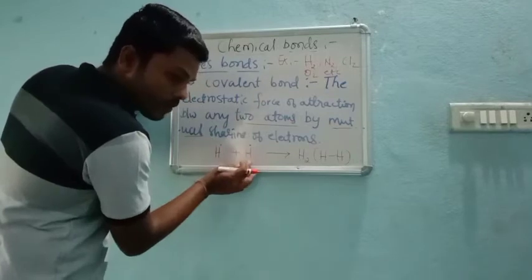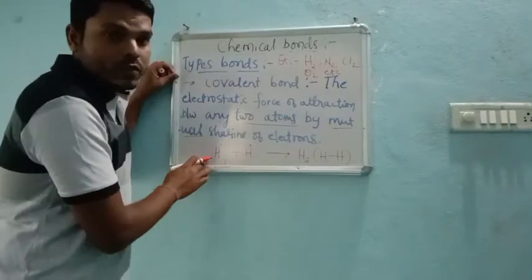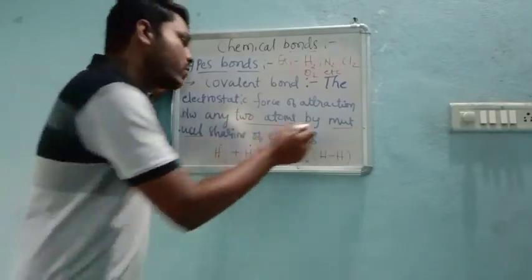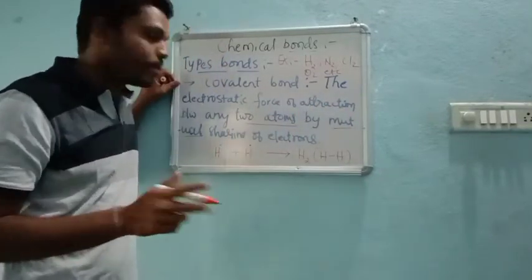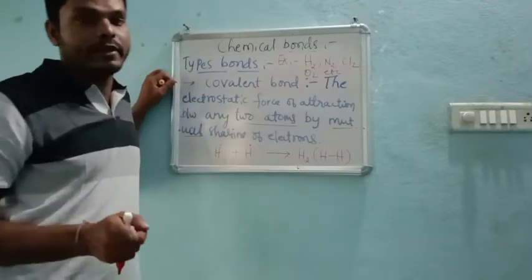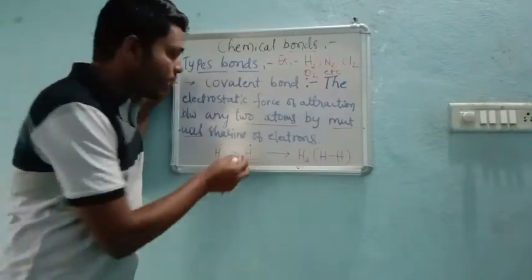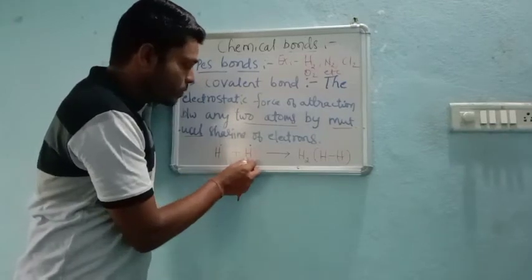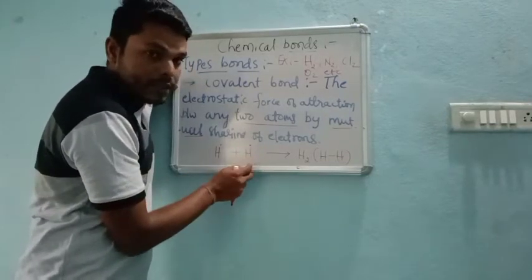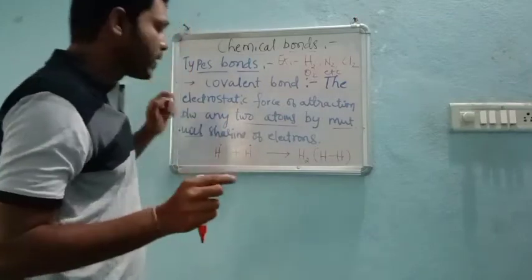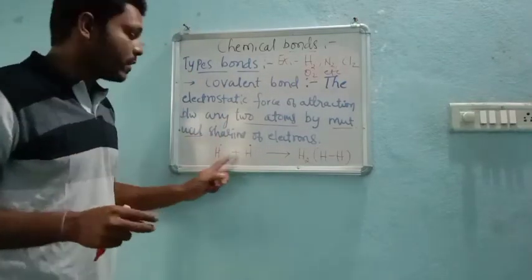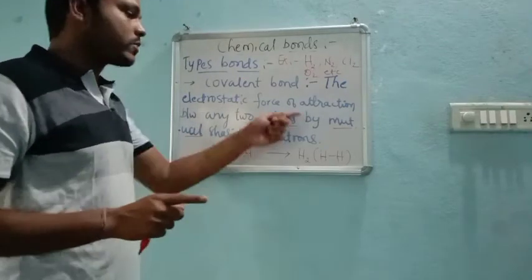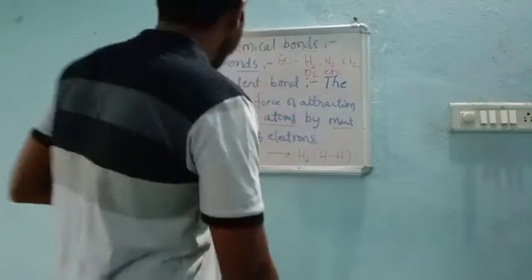What is required is that if this hydrogen is donating 1 electron, this hydrogen should also donate 1 electron. That is called mutual sharing. In mutual sharing, both the elements should donate electrons with respect to the number of electrons donated by the one element. If one element is donating 2, then the other element should donate 2 electrons, right? This is called mutual sharing.